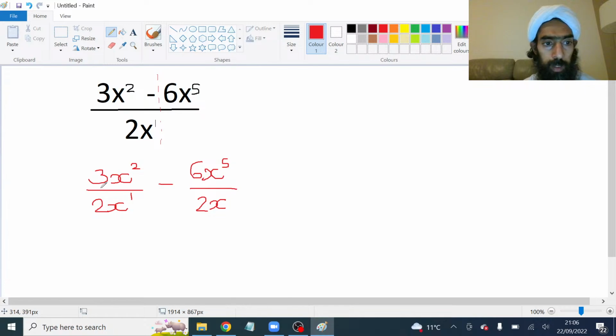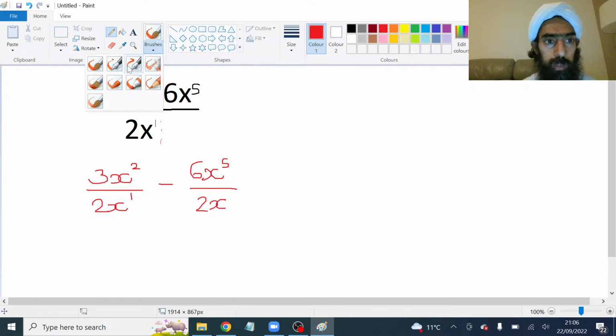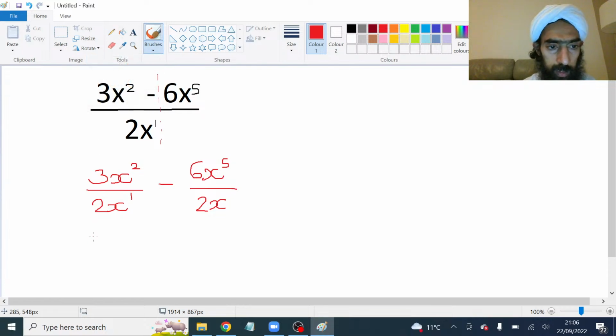Let's take a look at the numbers, 3 over 2. That's a fraction that we can't really simplify much further, so we're just going to leave it as 3 over 2 on the numbers. And then x squared over x to the power 1, 2 take away 1 is 1, so that's going to be x to the power 1. And we don't really need the power 1, so we can just drop that. So that's going to be 3x over 2.